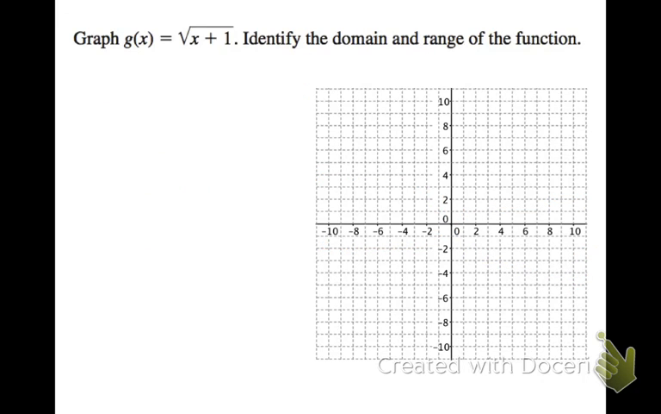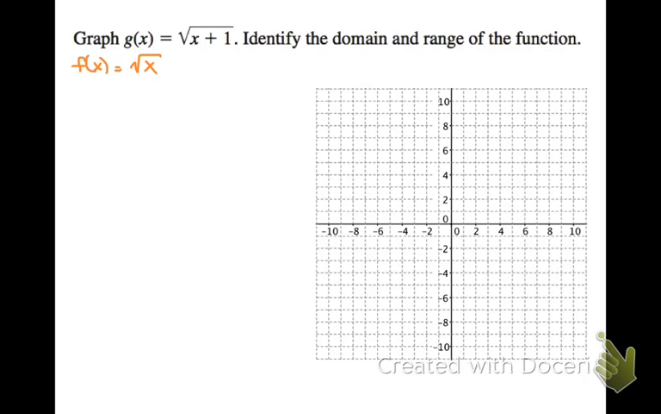So here's our next one. This does not give us the original parent function, but we can go ahead and figure out what that would be. This one has g of x is equal to the square root of x plus 1. Well, since it's a square root function, the parent function that we would have started with would be f of x equals the square root of x.